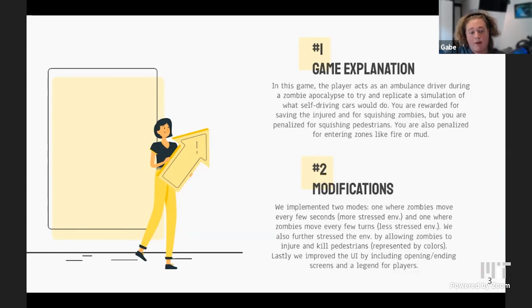The 2 main modification game modes that we made is one where the zombie moves every couple of seconds, which would induce more stress. And then another one where the zombie moves alongside the player. So that would be like you make a move and then the zombie would as well. This would be like our control and be less stressed. We found other ways to stress the environment, such as allowing the zombies to injure and kill the pedestrians. And then we improved the UI. And by doing that, we made a start and end screen, and then we had a legend.